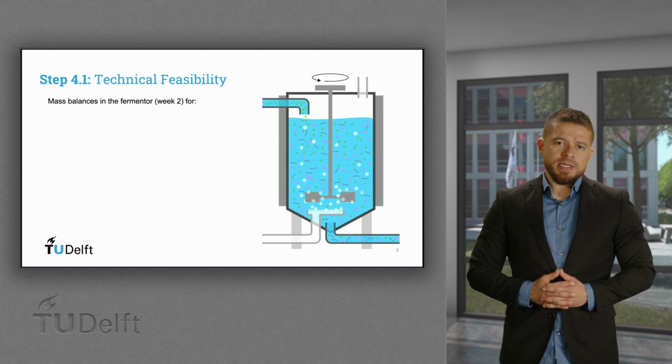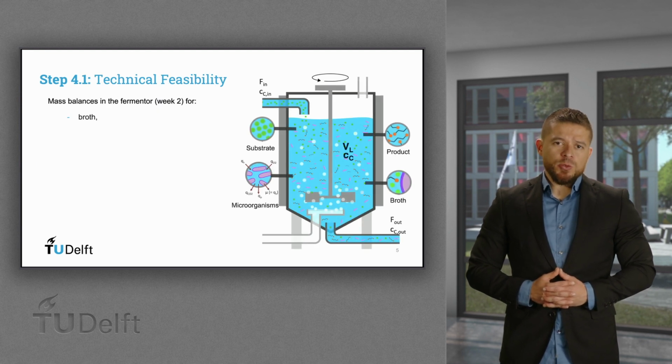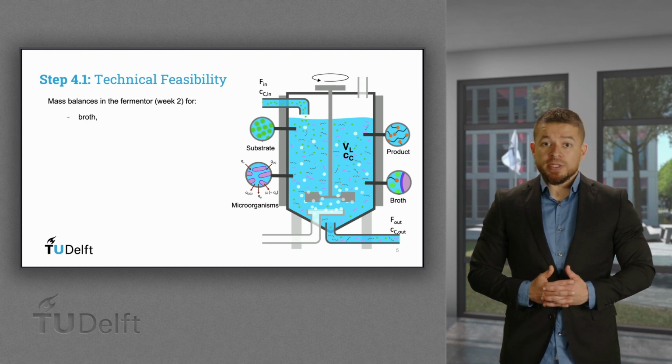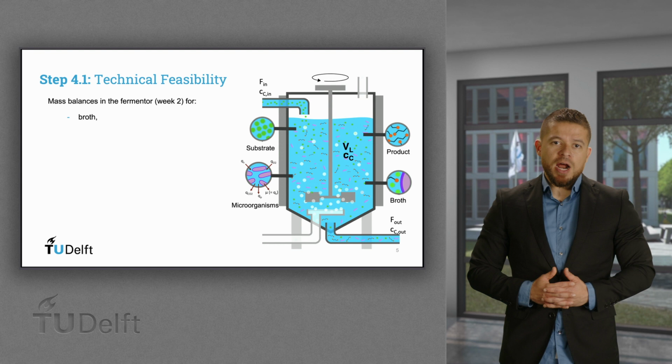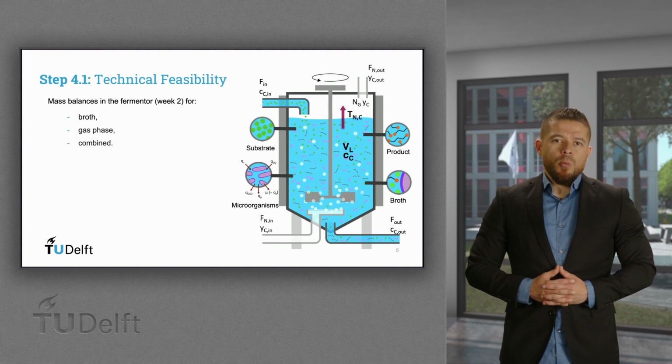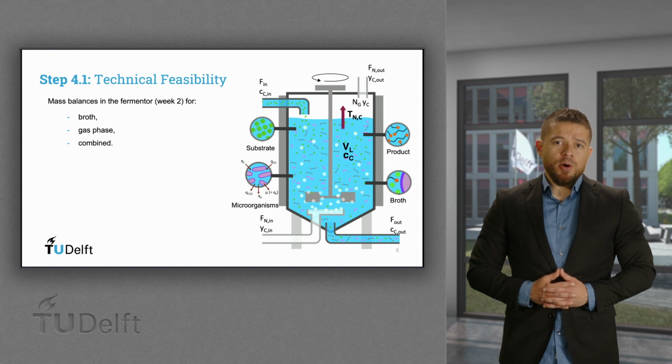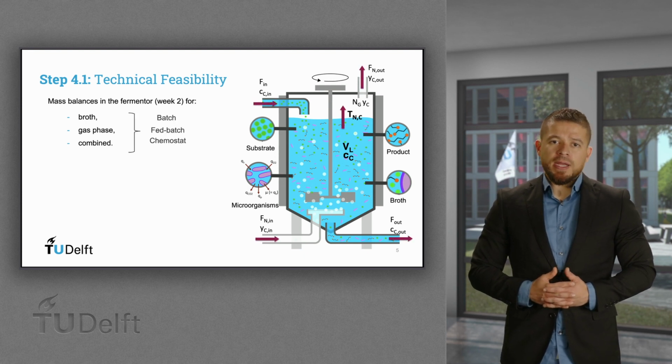Let's take a look at the fermentation unit. We can do mass balances in the broth, where there is biomass, substrates, including dissolved oxygen, products, and of course, water. We can do the same around the gas phase. However, only the combined balances can truly describe the mass flows going through the fermentation unit. Additionally, the operation mode, either batch, fed batch, or continuous, will also affect the mass balances.